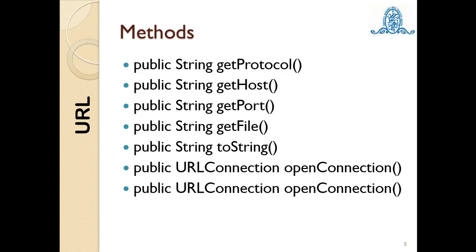Public URLConnection openConnection method. This method is used to open the connection with the URL, that is to create a connection with the URL so that we can read the contents of that URL.